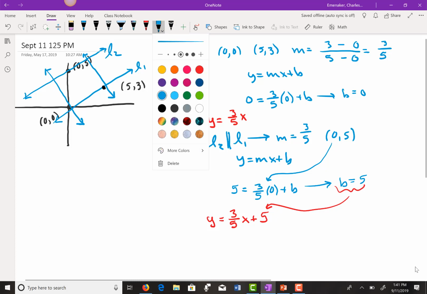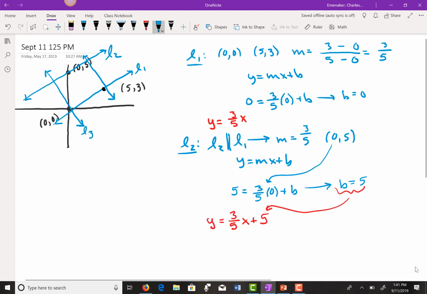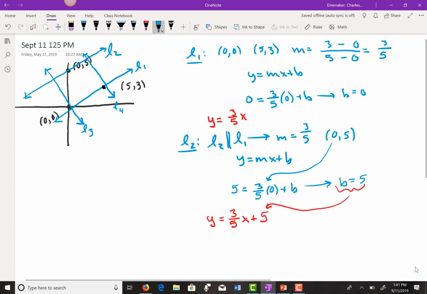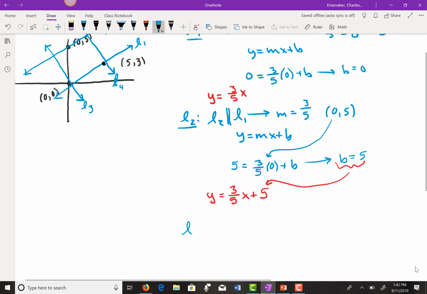Where do we go from here? Let's say this is line 3, and this is line 4. Which line should we do next? Or does it really make any difference? Each of them has a point on it. So let's just go ahead and do line 3 as our next play.